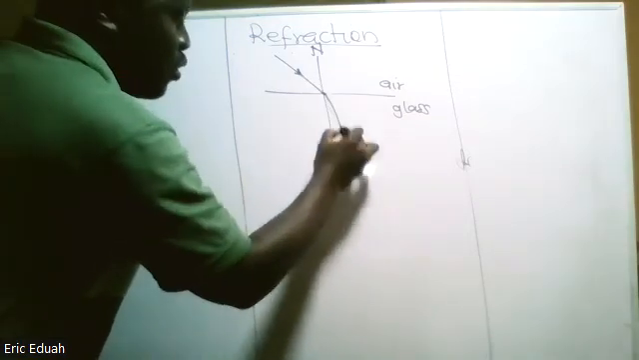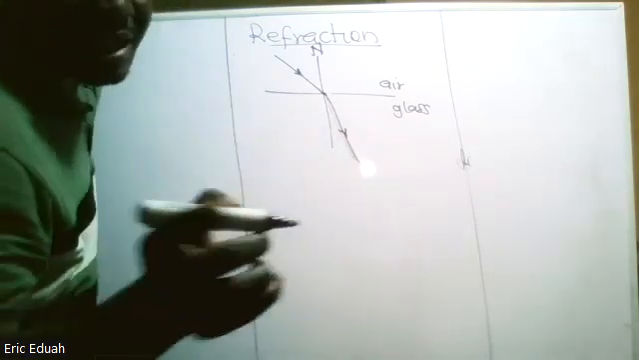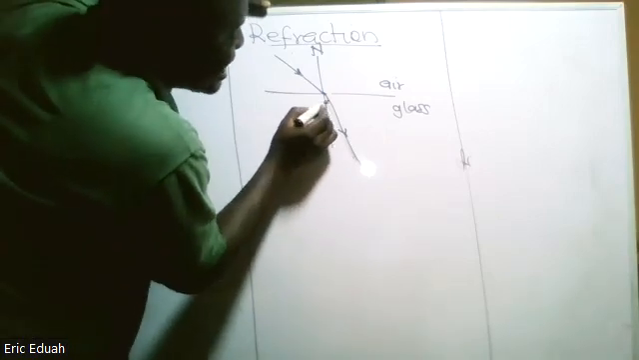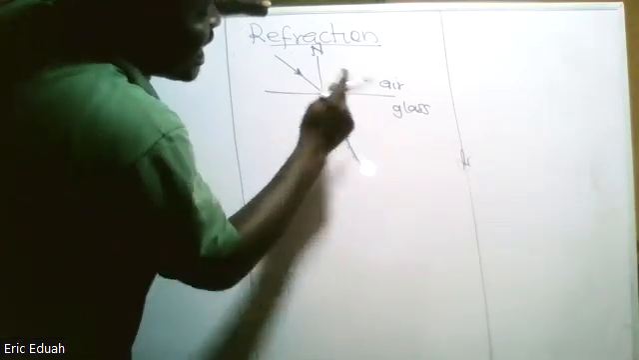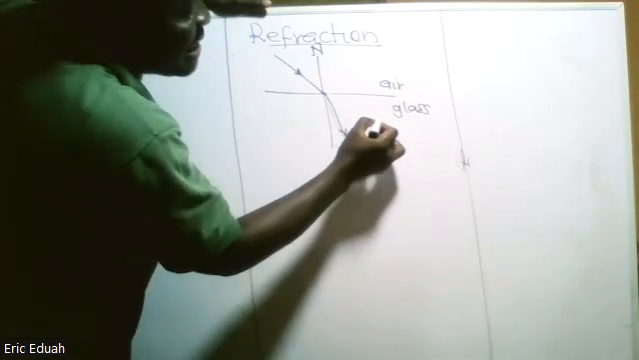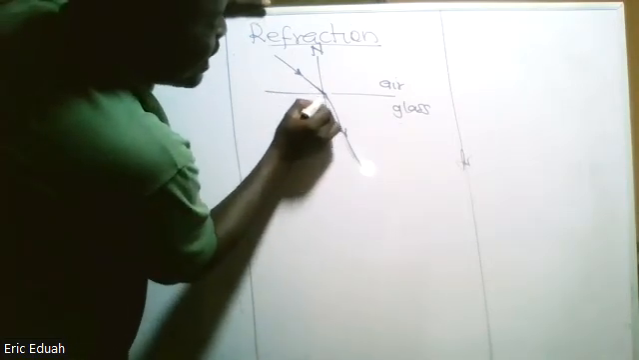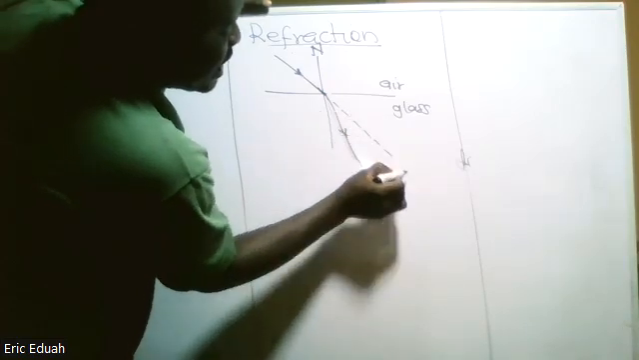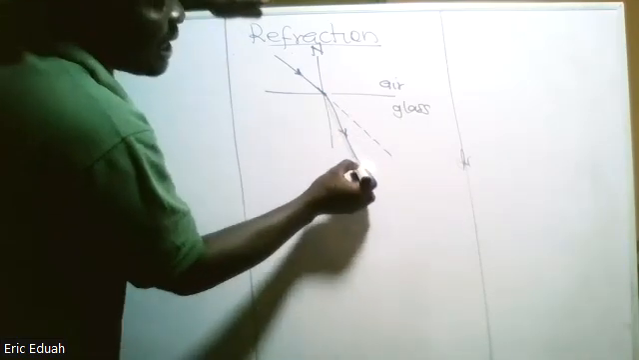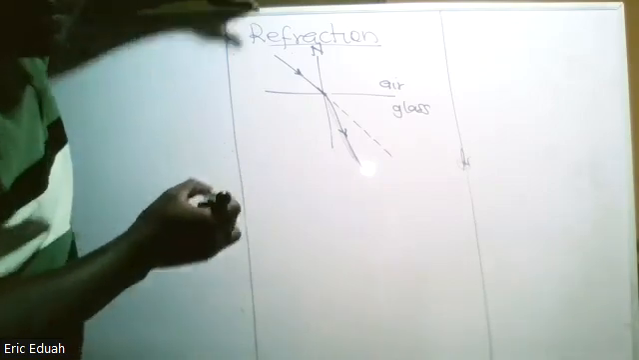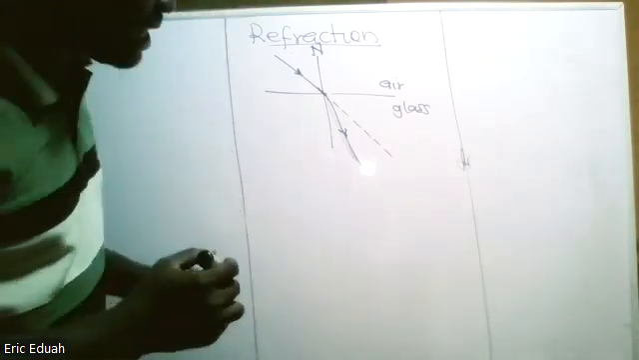Okay. So what are we seeing? We are seeing that there is a change in the direction of light as the light enters the glass medium. Originally, this must be its path, but its path is deviated. So there's a change in its direction.